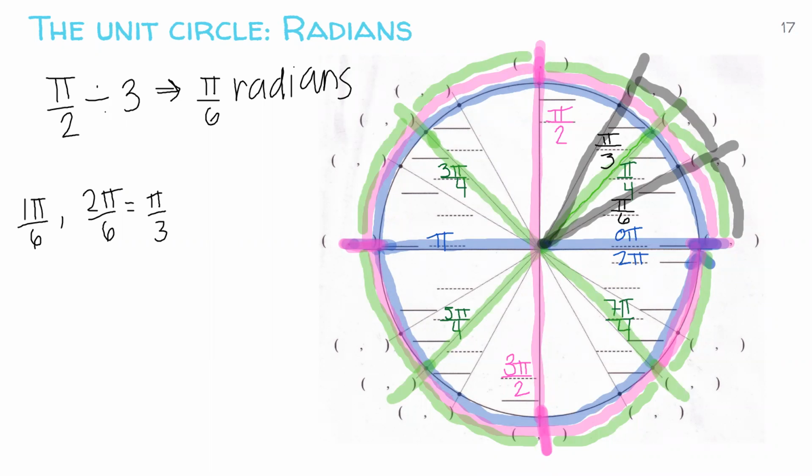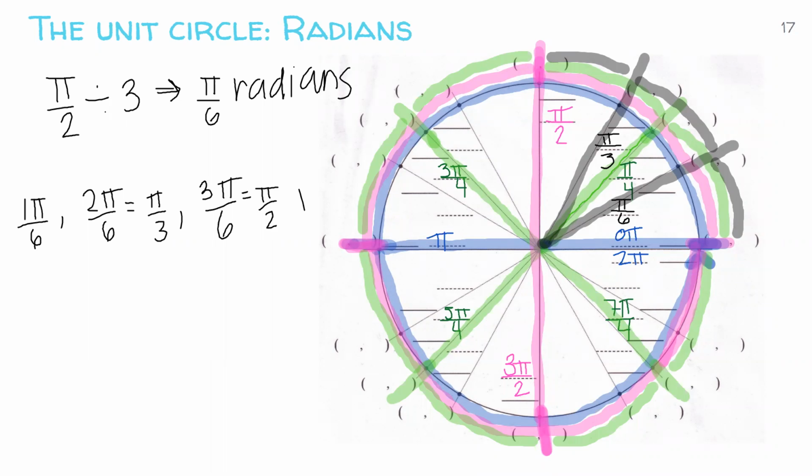Then we just keep counting in increments of pi over 6. The next one would be 3 pi over 6. And what do you know? Visually, that's this piece right here. And 3 pi over 6 also can be broken down. 3 pi over 6 is pi over 2. And we already have that on our unit circle.